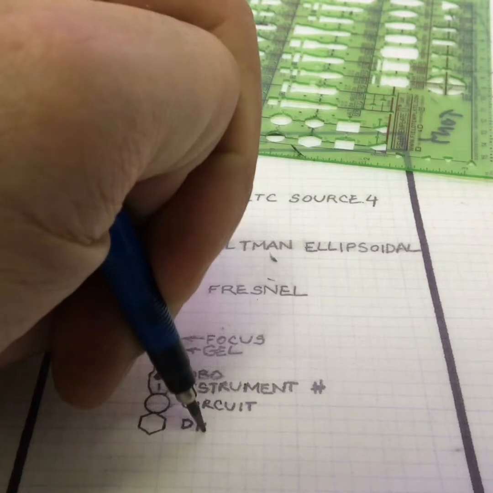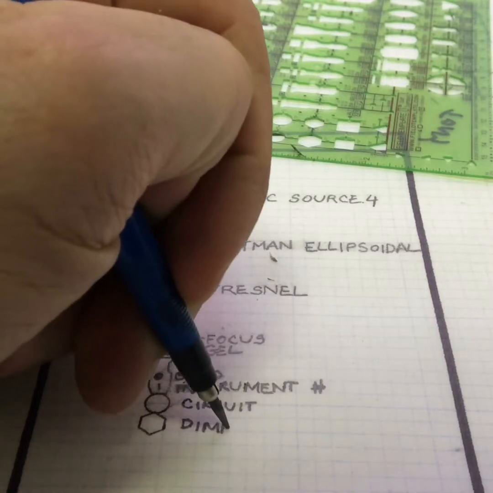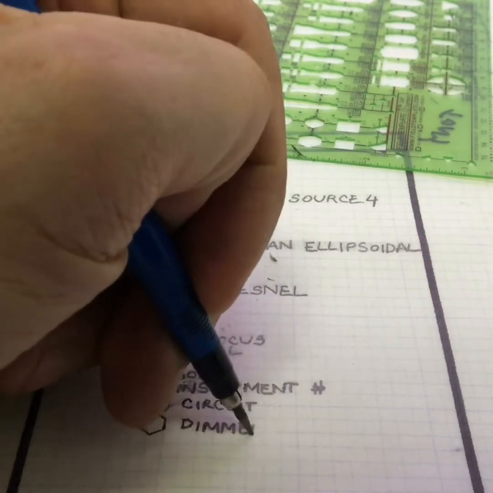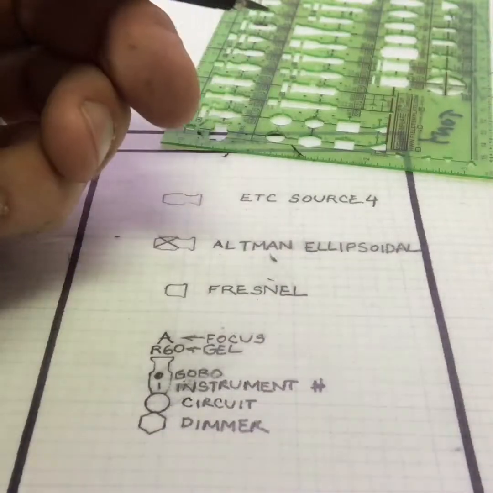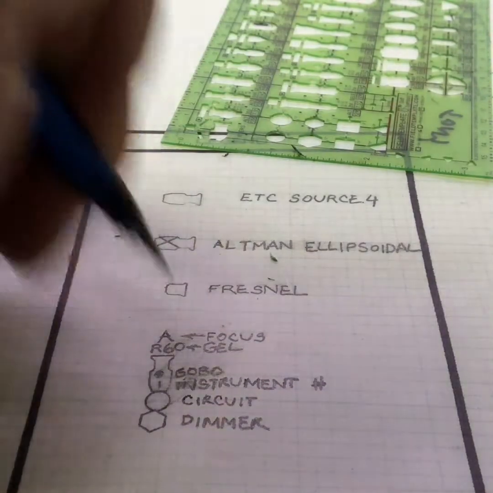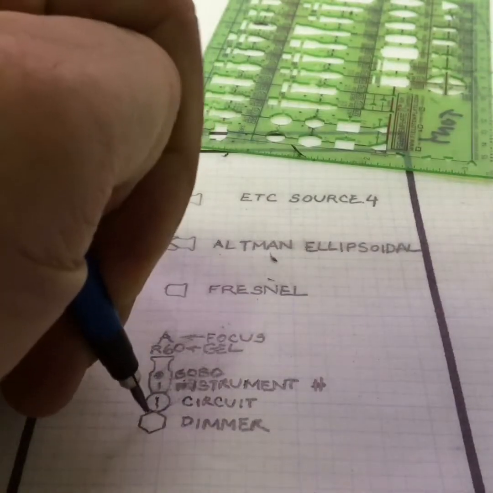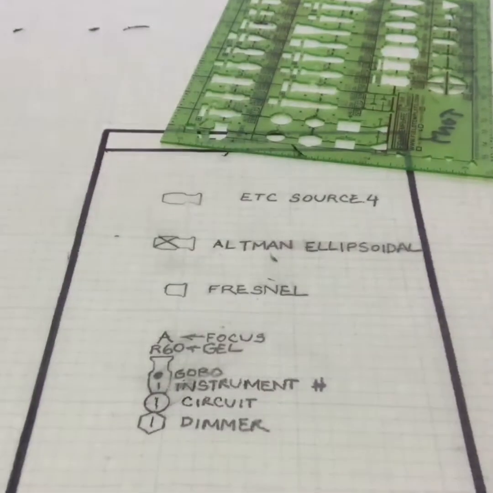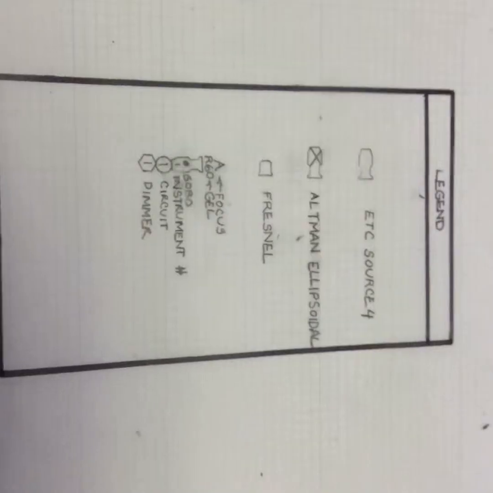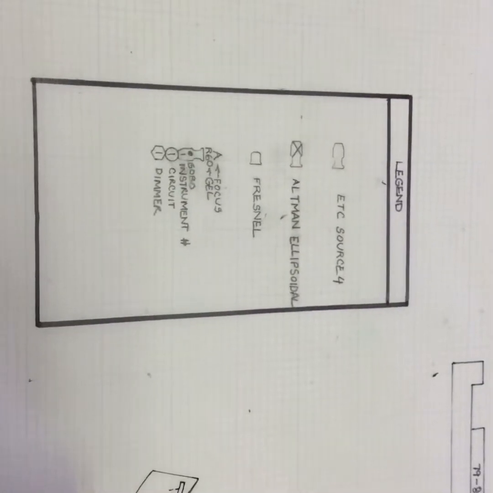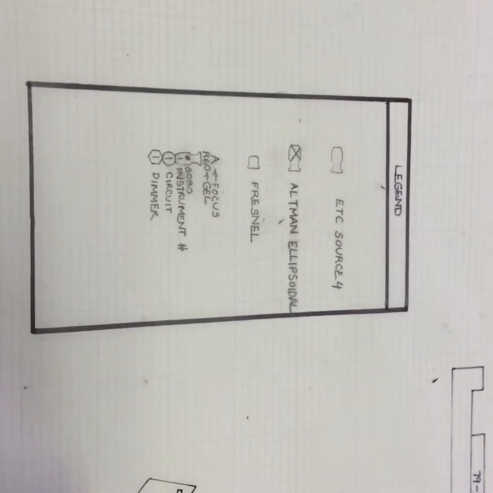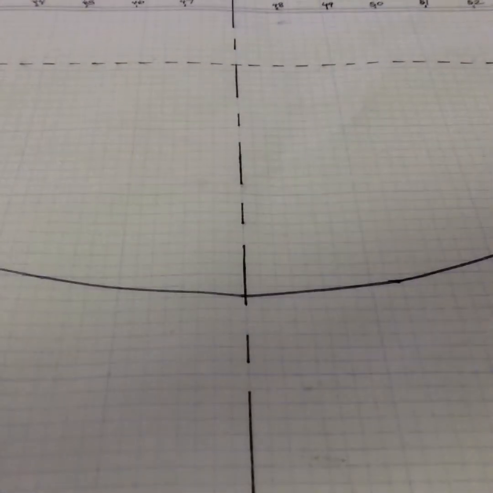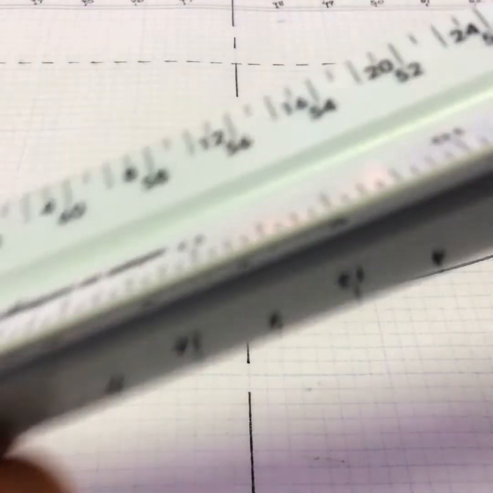And then finally, you note the circuit and the dimmer. This gives your master electrician a key to all the information that you're using. And since we've basically only been using one-to-one patching in our theater, 1 is 1. So this is what it kind of looks like. A normal plot would have more information than that.